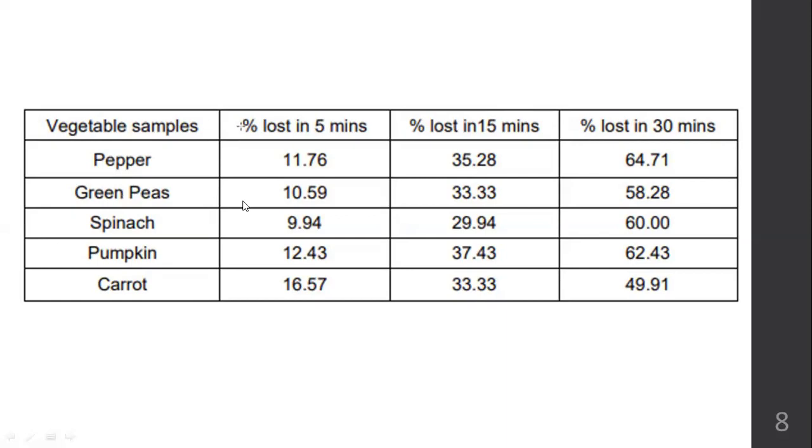Green peas, if you cook for 5 minutes, you just lose 10% of vitamin C. As time increases, the more you cook your vegetables rich in vitamin C, the more you will lose vitamin C. The numbers you see here is the percent of vitamin C lost.